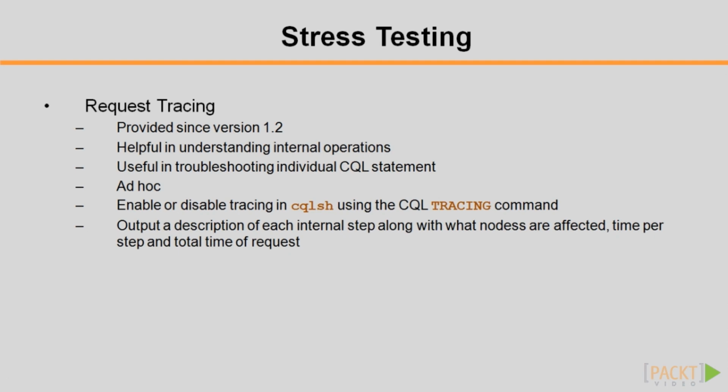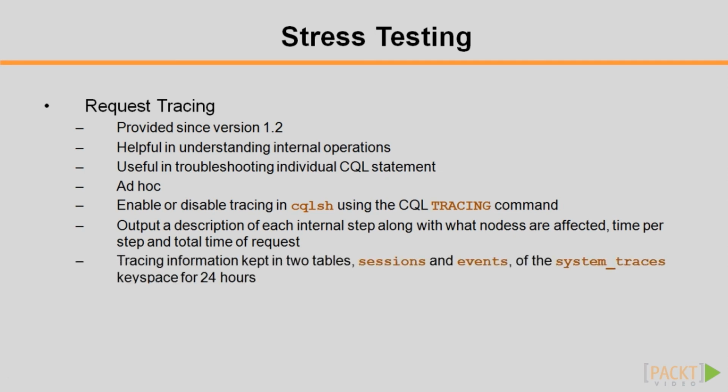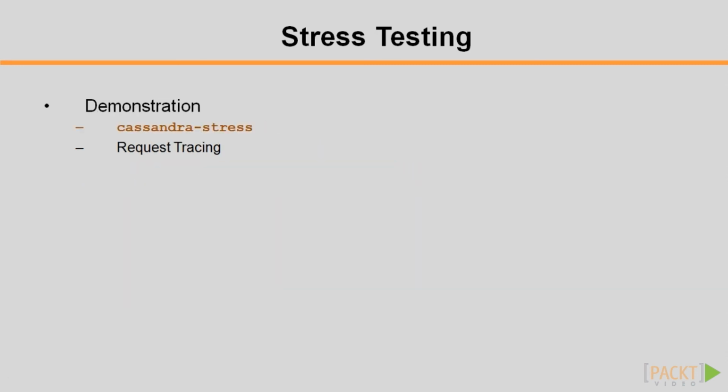When enabled, request tracing outputs a description of each internal step along with what nodes are affected, time per step, and total time of the request. Those tracing information are temporarily kept in two tables, sessions and events, in the system_traces keyspace for 24 hours. You need to copy them to another location manually to preserve them. Let's see a demonstration of stress testing and request tracing.